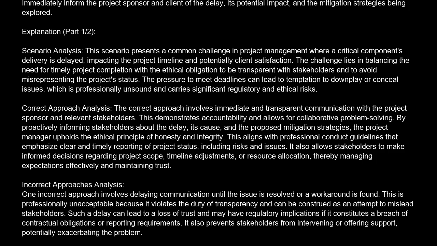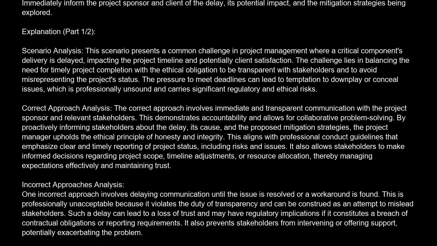Correct approach analysis. The correct approach involves immediate and transparent communication with the project sponsor and relevant stakeholders. This demonstrates accountability and allows for collaborative problem solving. By proactively informing stakeholders about the delay, its cause, and the proposed mitigation strategies, the project manager upholds the ethical principle of honesty and integrity.